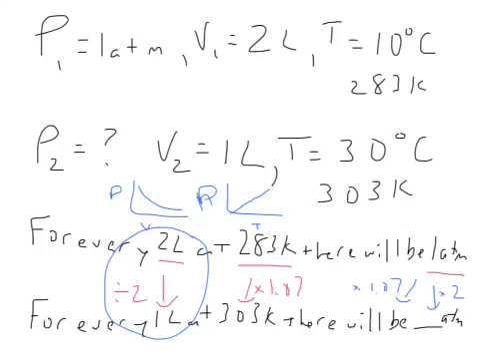So then I would just take, and I'm kind of running out of space here, but I would take 1 atm times 1.07 times 2, which of course is 2.14.